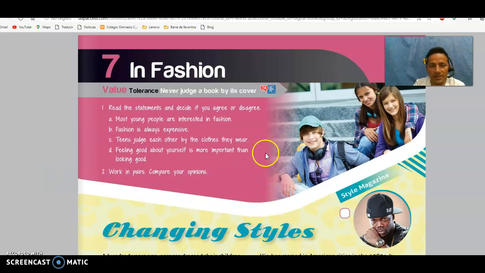Before that, I forgot to tell you that this unit seven is about fashion. Especially teenagers, all the generations, they are changing fashion all the time because of the teenagers. Teenagers are changing all the time the fashion, especially the way they dress and the way they are with clothes, with so many things. So look at this. This is the value tolerance. Never judge a book by its cover. That's right. It happens in Colombia.